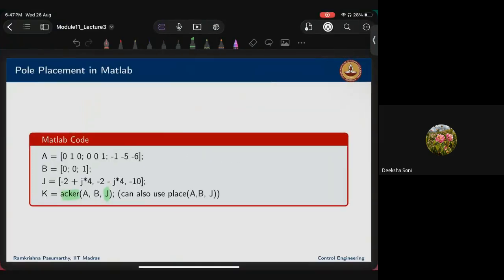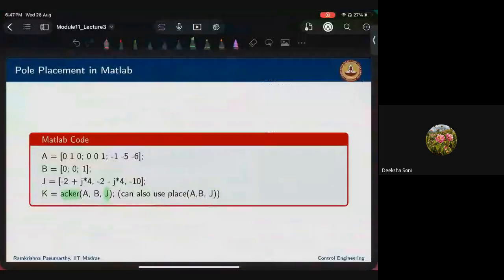In the next live, I'll be explaining observability and observer design. So at that time, please go through these slides on pole placement, and if you get any doubts, you can ask me, because the pole placement technique is one of the important techniques.